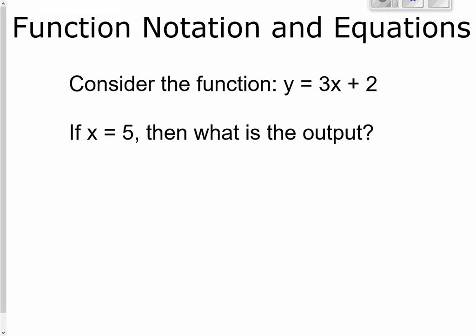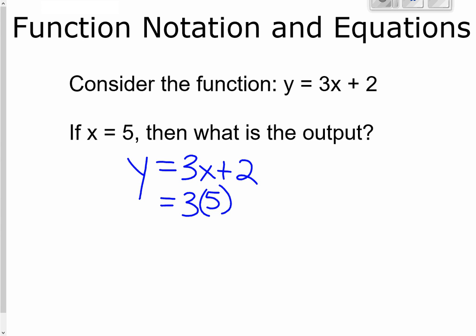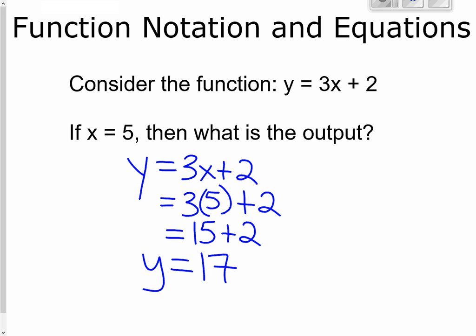Okay, so I want you to take a minute, see if you can figure that out. Feel free to pause this. If x equals 5, then what is the output? Give it a try. Okay, so if you went to your equation, y equals 3x plus 2, and where there was an x, you put a 5, and 3 times 5 is 15, plus 2, so you got your output to be 17, then you are exactly correct. Good for you.